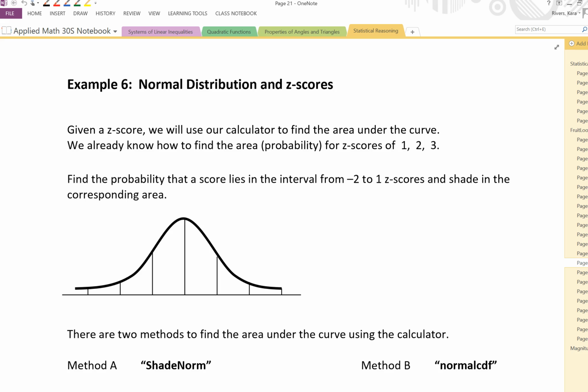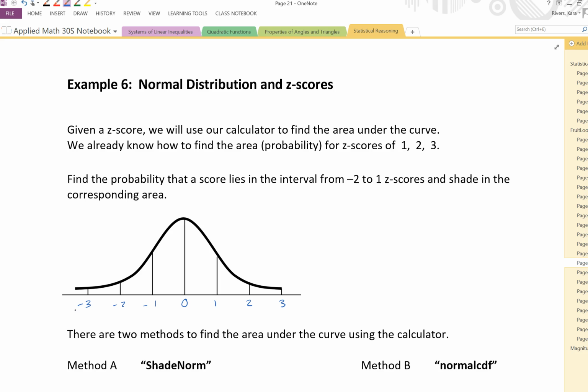So for example here, we've got a z-score of 0 that goes in the middle. That's our mean. 1, 2, and 3 standard deviations above the mean. 1, 2, and 3 standard deviations below the mean. Okay? It says given a z-score, we'll use our calculator to find the area under the curve. We already know how to find the area for z-scores of 1, 2, and 3. And that was our previous lesson.